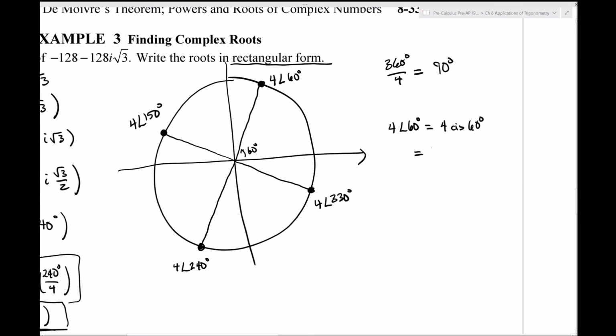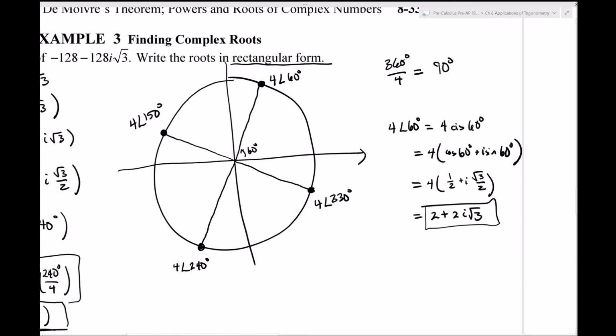What's CIS 60? Cosine 60 plus I sine 60. Unit circle. At this point, I'm hoping you remember how to get all this stuff done in your head. So 4 cosine 60, 1/2. I sine 60, square root of 3 over 2 times I. So 2 plus 2 square root of 3 times I, 2I square root of 3. That's one of them. Let me double check because I tend to make mistakes.